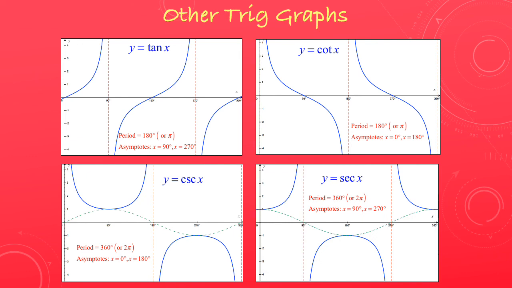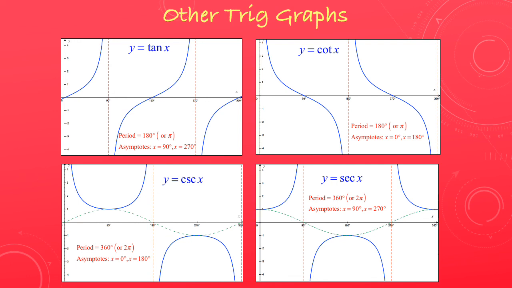Finally, we have the secant function, which is similar in shape to the cosecant function. Its period is 360 degrees, or 2 pi radians, and this has asymptotes at 90 degrees and 270 degrees. Again, the secant function is the reciprocal of the cosine function. So while the cosine function lives between y equals -1 and 1, the secant function lives when y is greater than 1 or less than -1. Notice again how it is related to the cosine function. When the cosine function in green goes down, the secant function in blue goes up, and vice versa.